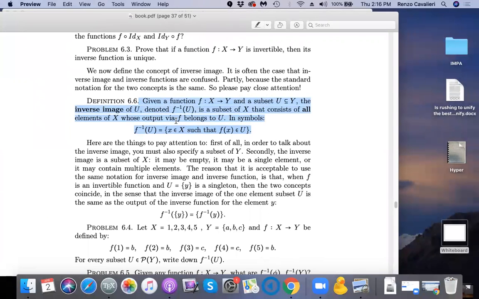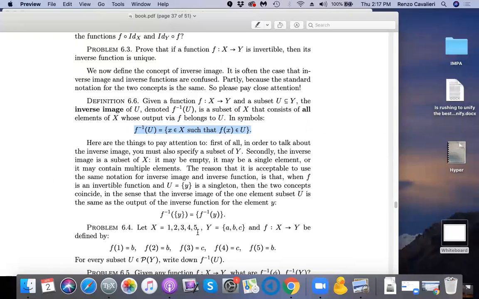So if we have a function such that the input set is X, the output set is Y, and you start with a U, which is a subset of Y, then the inverse image of U is a subset of X. And how is this subset of X defined? It consists of all the elements of X whose output via f is an element of U, right? So the short and confusing math way to write this is this one. F inverse of U is the set of x in X such that f of x is in U.